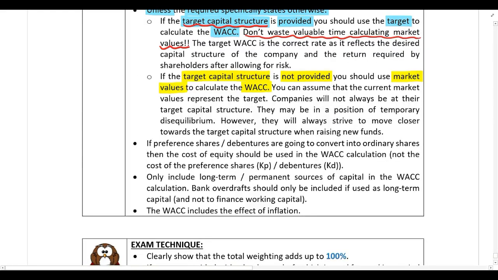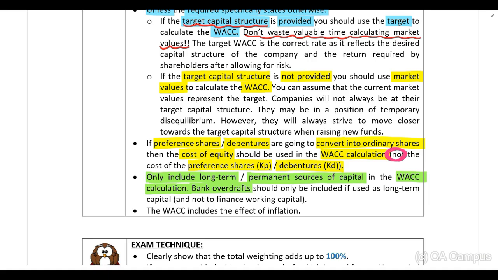So go back to the principles. If preference shares or debentures are going to convert into ordinary shares, the cost of equity should be used in the WACC calculation and not the cost of the preference shares or the cost of the debenture. Okay. Then one other important principle here. Please note, we already said WACC is a long-term calculation. So because it's a long-term calculation, you only include long-term or permanent sources of capital in your WACC calculation. If you've been given a short-term loan or if you have a bank overdraft, that should not be included in your WACC calculation because we know that bank overdrafts are short-term in nature. You only include long-term finance.